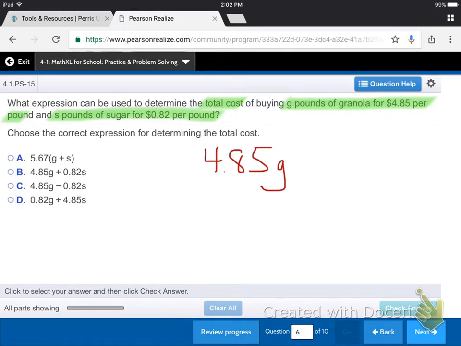And if it's the total cost, and we're buying more stuff, that means we're going to have to add however much we pay for sugar, which is 82 cents per pound. So that's going to be 82 cents times however many pounds of sugar we buy. That would be S. So there, just look for the match over here and pick the right one. It looks like there's only one, or there's actually two answers. Can you see which ones? It's going to be this one.